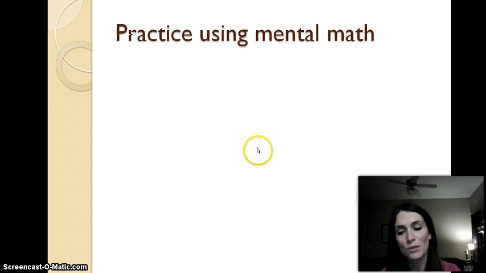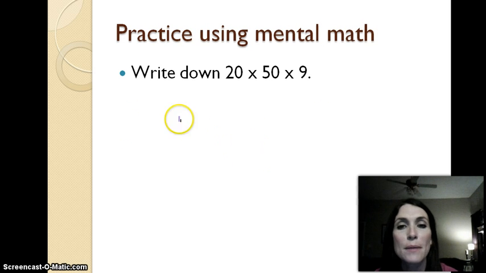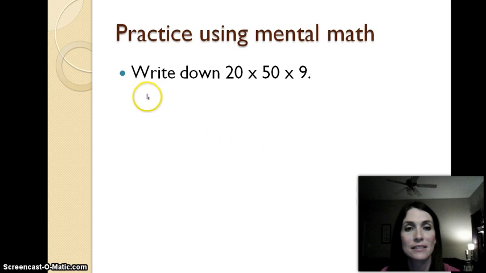So let's practice using some mental math. Write down 20 times 50 times 9. And use some of those strategies that we've been working on the last couple of lessons to use mental math to find your answer. Please pause and hit play when you're ready to check your answer with me.